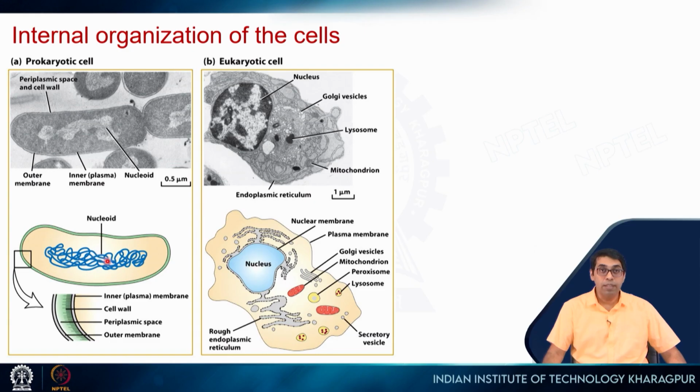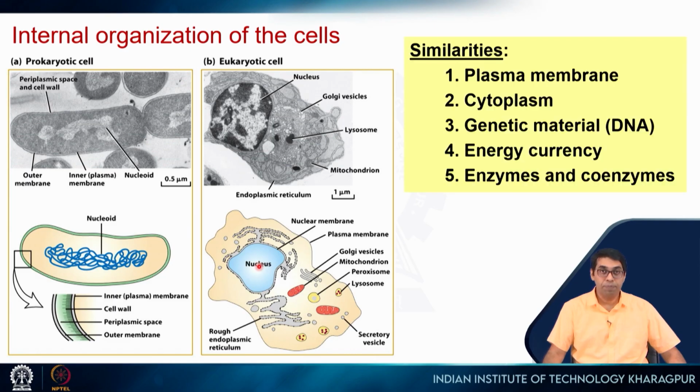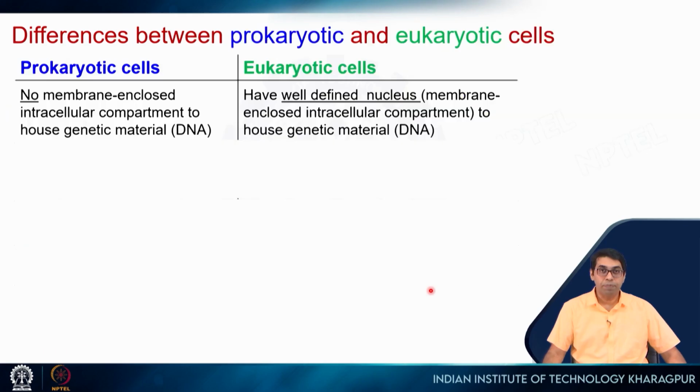What we see here is the DNA of the bacteria. The DNA of the eukaryote will be present inside the nucleus. There are of course some similarities. Both have a plasma membrane, they have cytoplasm. So, this part or this part is the cytoplasm. The genetic material is DNA in both cases. They use an energy currency, typically ATP, and they use enzymes and coenzymes to perform various tasks inside the cell to carry out all the biochemical reactions.